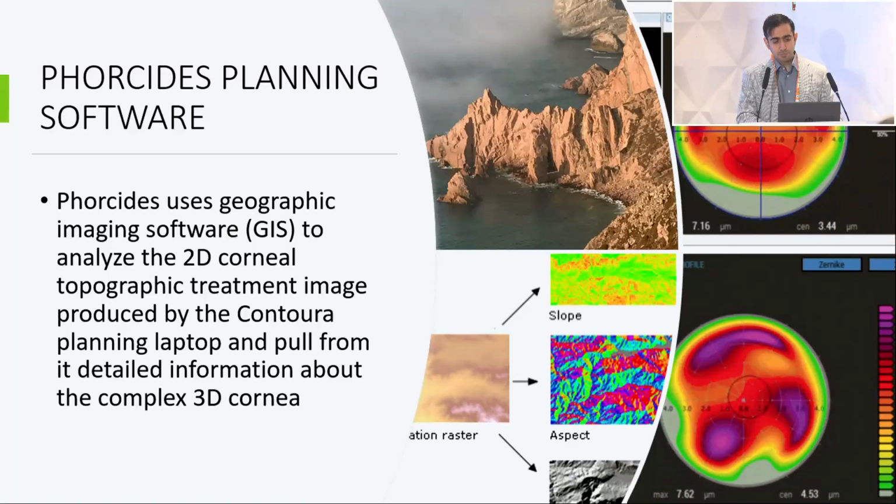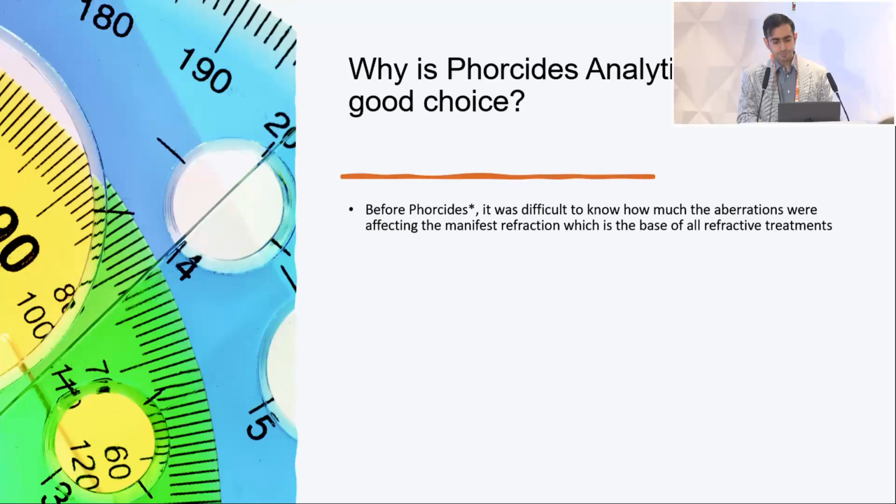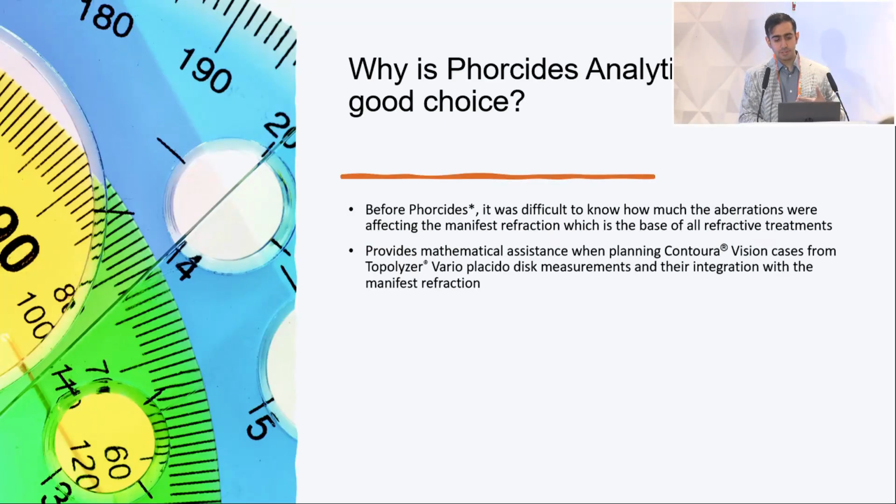We have started using the Phorcides analytic engine more and more for our topo-guided treatments, and I'll explain why. Phorcides is planning software that uses geographic imaging systems to analyze the 2D corneal topographic treatment image produced by the Contoura planning laptop, and it pulls out detailed information about this. Now, the main concept of this is a talus. A talus is a secondary elevation that is present on the primary elevation. If you see these darker areas in pink in the middle image, those are the taluses present over the primary elevation. Where Phorcides scores over other things is that it makes it very simple. The engine actually tells you what to do.